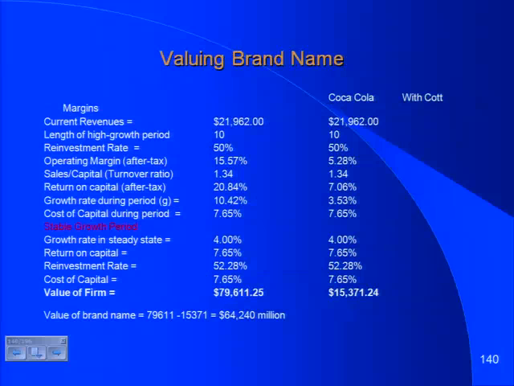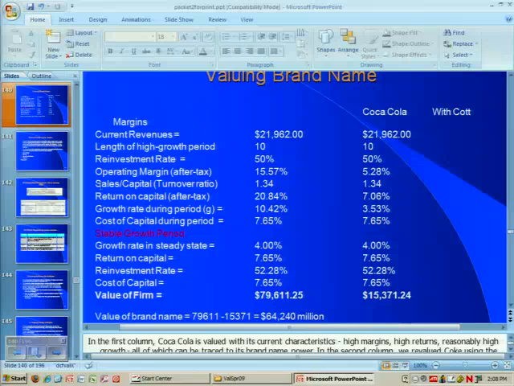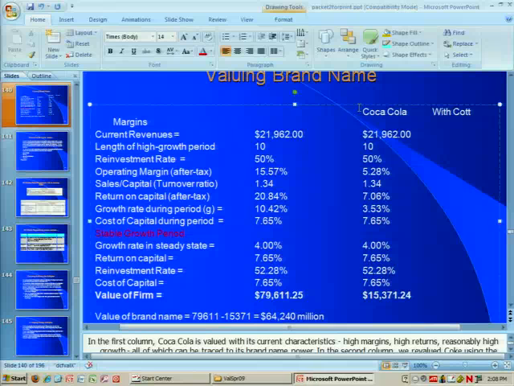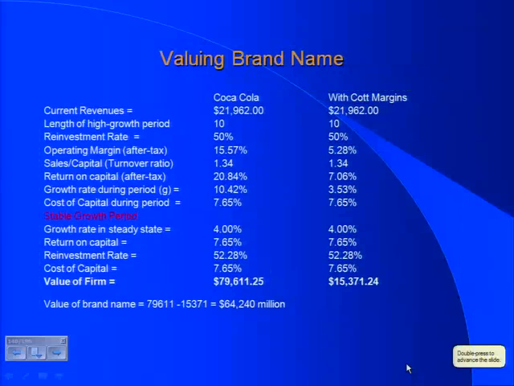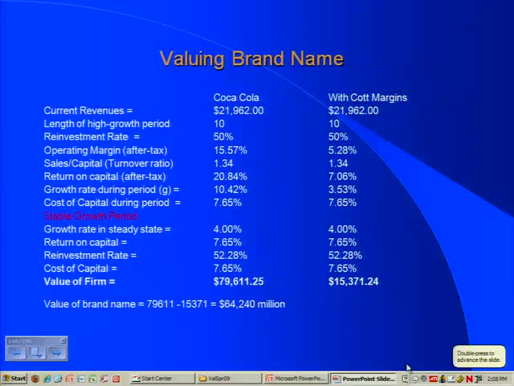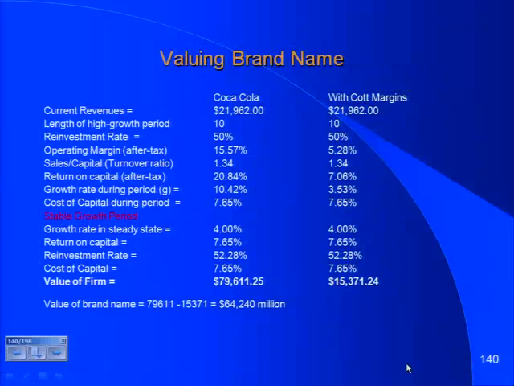So this is not a valuation of Coca-Cola versus COTT. This is a valuation of Coca-Cola as is, and Coca-Cola with COTT's margins. In other words, I'm going to keep the scale of the company exactly the same. So in this column, you see my original valuation, the 79 billion. And then say, well, let me take the margin and replace it with a generic margin.